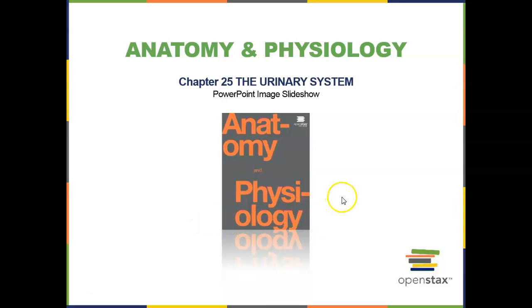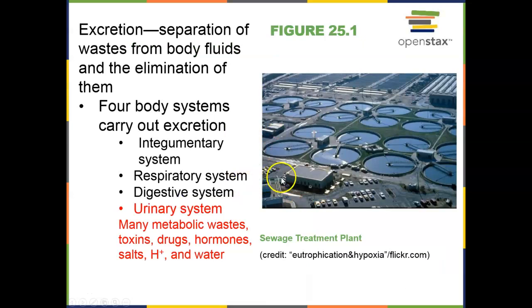Hey everybody, we're in the urinary system now, and we're going to jump right into chapter 25, talking about the different excretory systems that we have. So we have 4 different organ systems that help in carrying out excretory processes. And we've talked about 3 of them already. So the integumentary system last semester, the digestive system and respiratory system just this semester. And now we're into the urinary system.